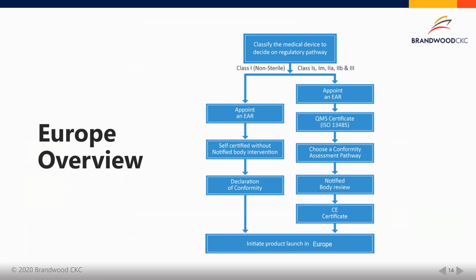So Europe, as you can see, is quite similar to Australia. You classify the device, and that then determines the level of work required. To the left is the class 1. Similar to Australia, it's also a self-certification. And once it reaches 1S, so sterile or measuring, 2A, 2B, or 3, then that's when you need to get a notified body involved and get your CE certificate, which is your approval, and then be able to get market access into Europe.